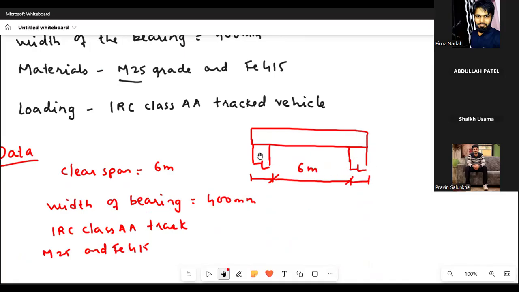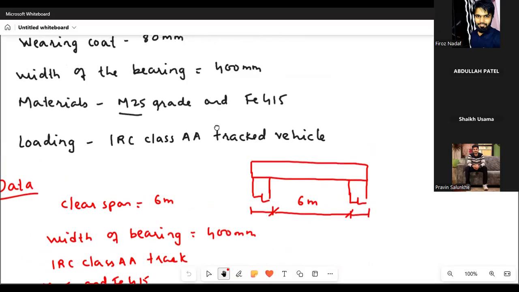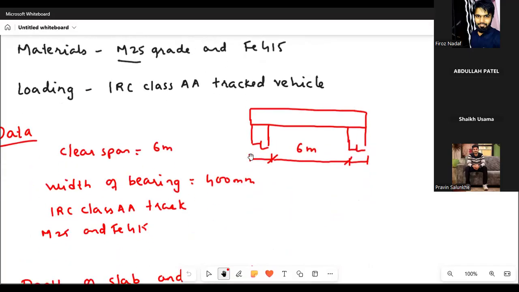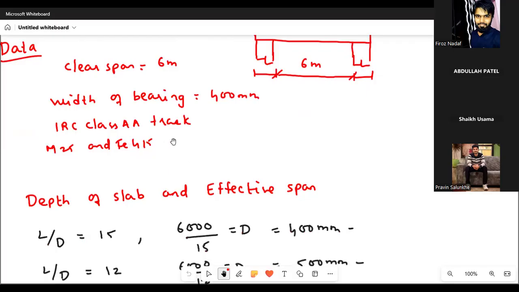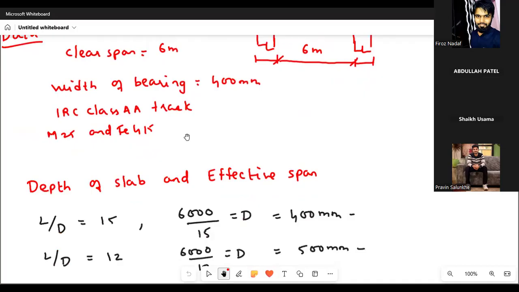We don't have to assume the width of the bearing, they have given it, that is 400 mm. So we have written the clear width of the bearing. The loading is IRC class AA tracked vehicle. It is not a wheeled vehicle. The loading is a tracked vehicle.